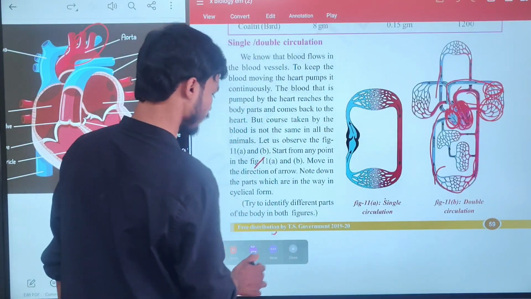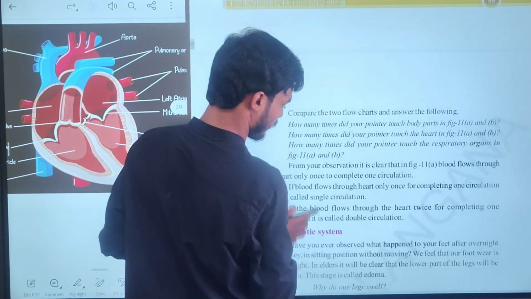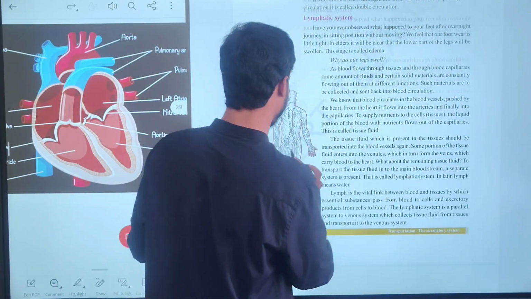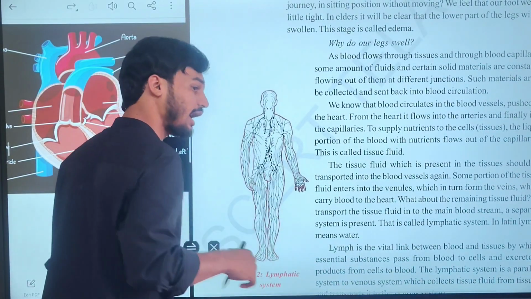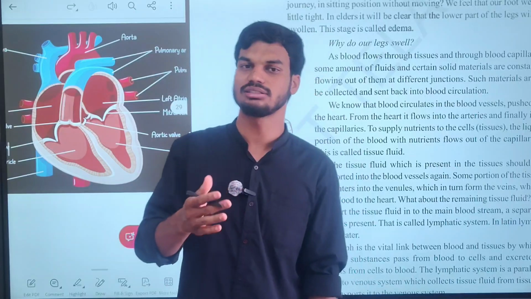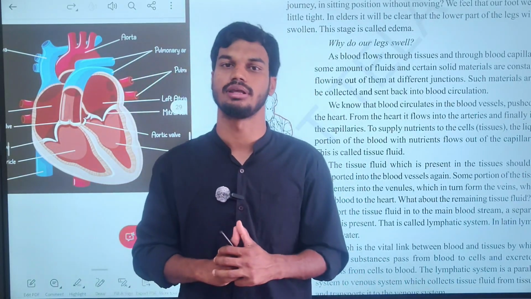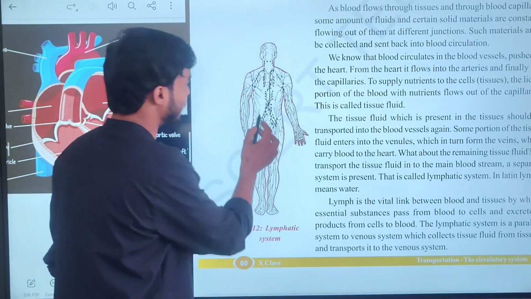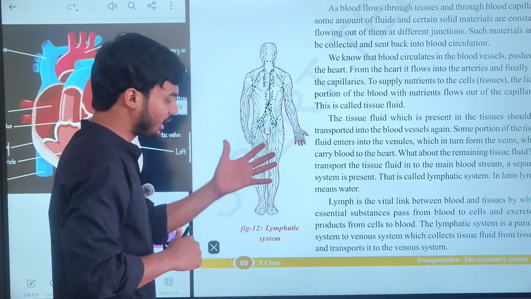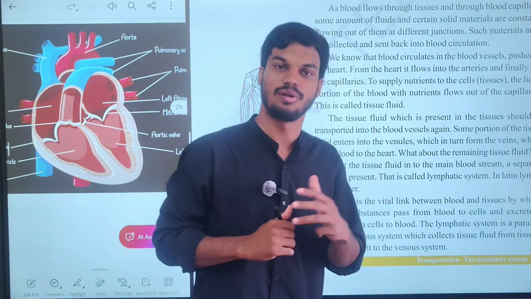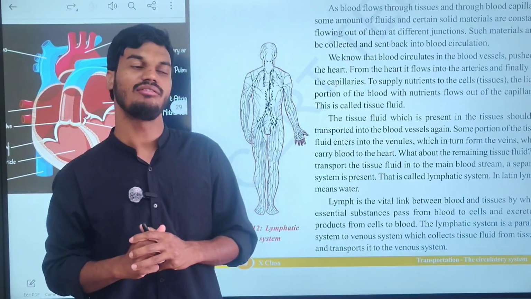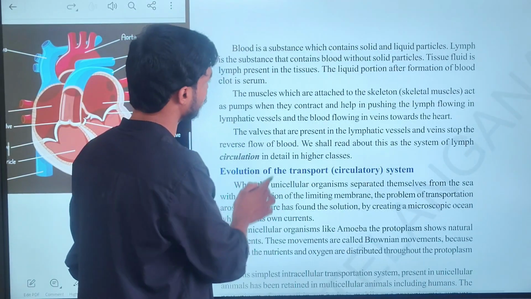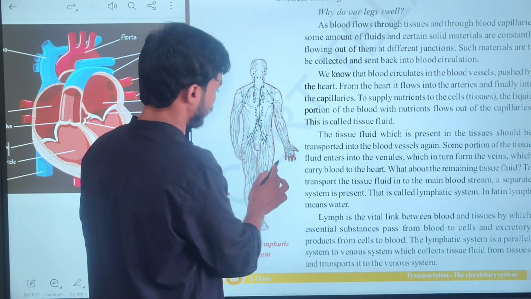Clear? Next, coming to the lymphatic vessels, the lymphatic system. What is the lymphatic system, what is a lymphatic vessel, and what is the function of the lymphatic system in our human body? Look at this. These are the lymphatic vessels. They look the same as blood vessels. The function of the lymphatic system is, look here.